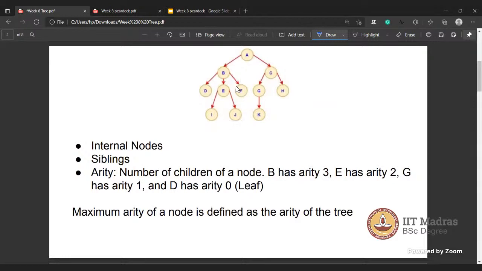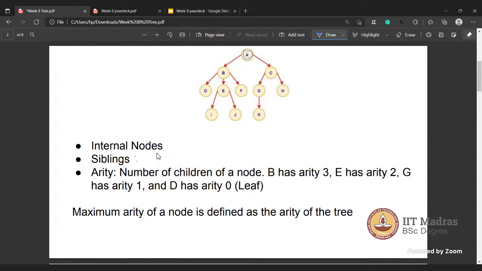Then internal nodes. What are internal nodes? The node which has at least one child is called an internal node, like B, E, G, then C, and A are called internal nodes. F is not an internal node.